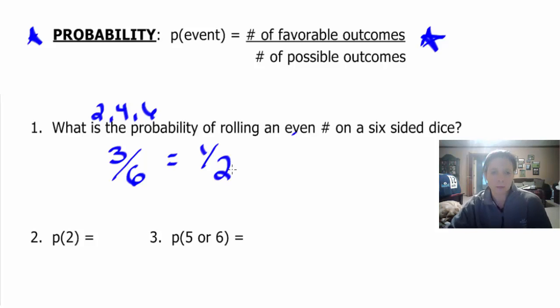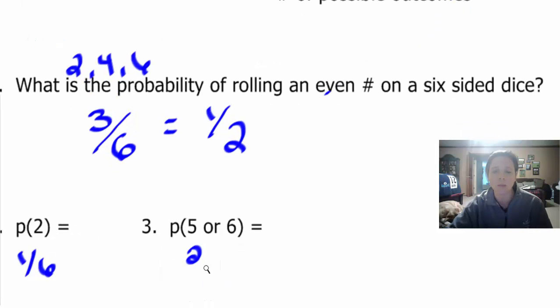Using the same dice, what's the probability of rolling a 2? Well, there's only one 2 on a dice, so it would be 1 out of 6. Next is the probability of rolling a 5 or a 6. Again, you just have 1 dice, so there are two possibilities to roll a 5 or 6.